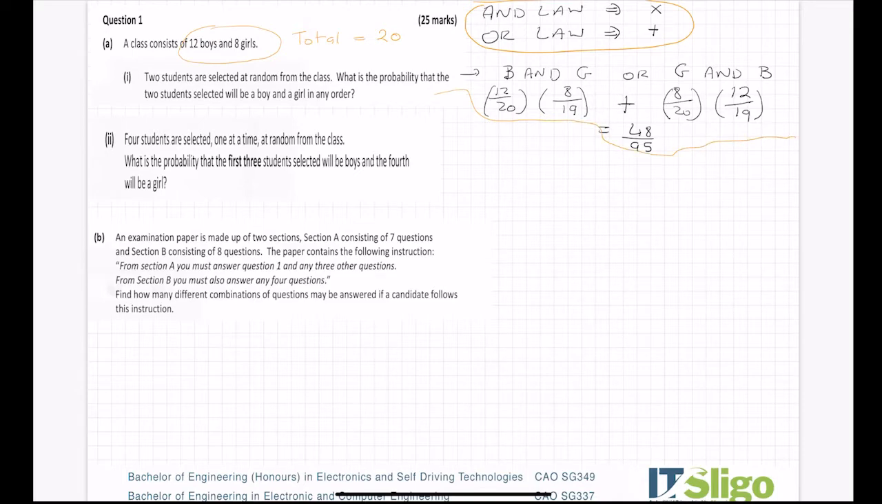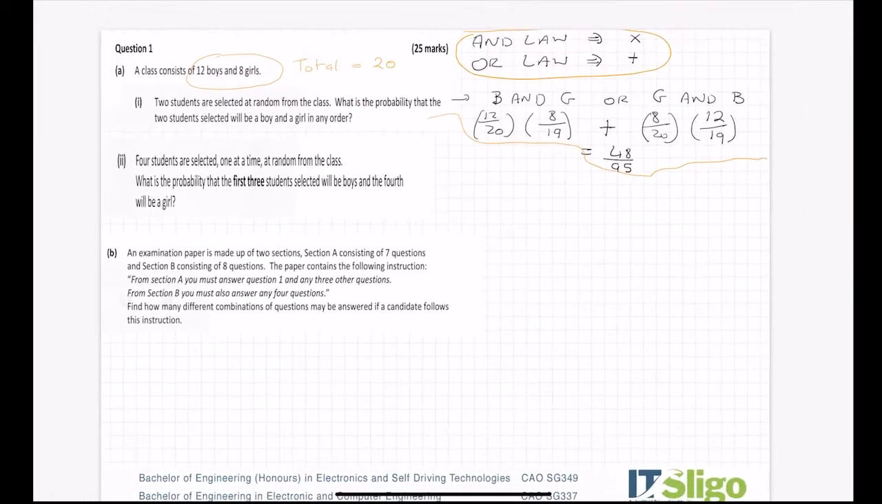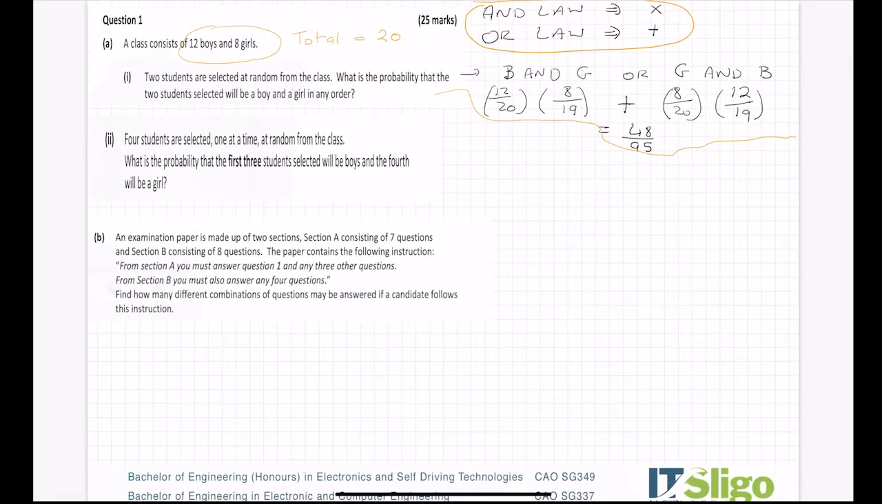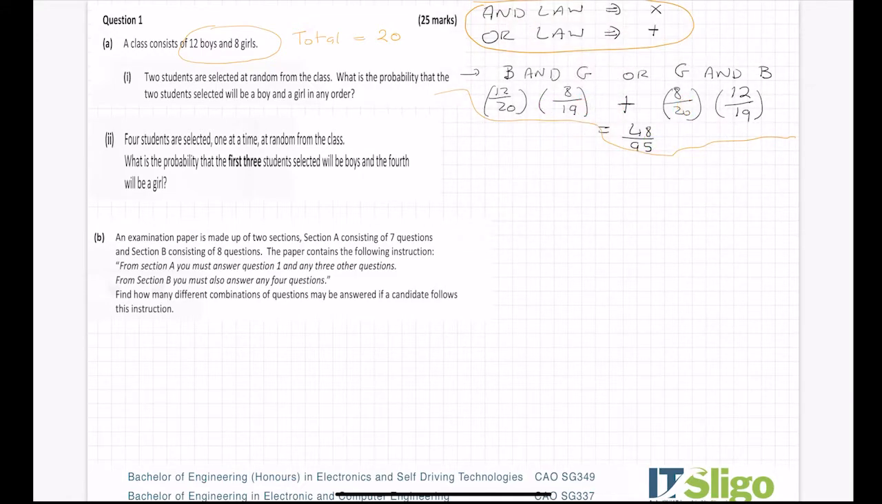Okay, part 2. 4 students are selected, one at a time, at random from the class. What is the probability that the first 3 students selected will be boys and the 4th will be a girl? So in this case, they're giving us a very specific order. The first 3 will be boys, and the 4th will be a girl. Okay, so that's the important bit here.